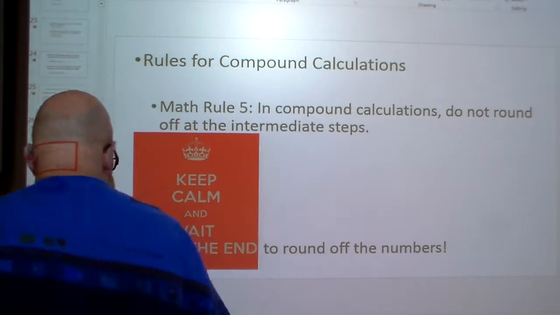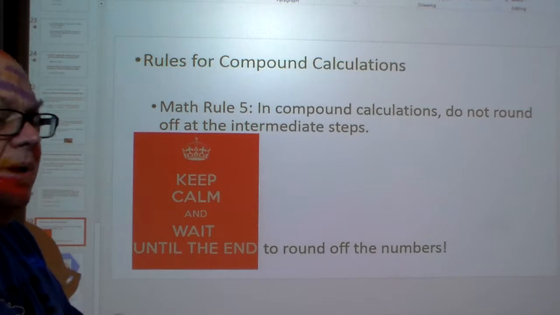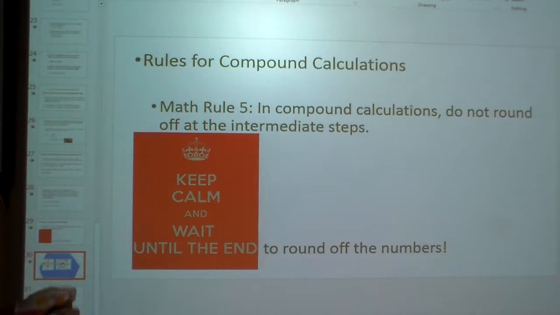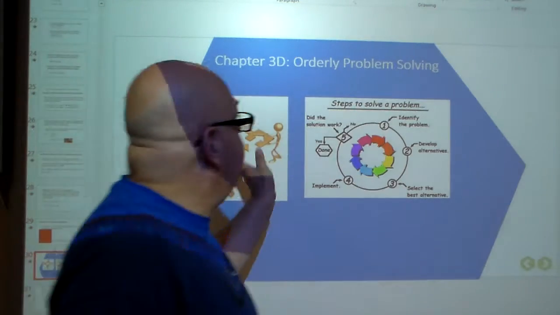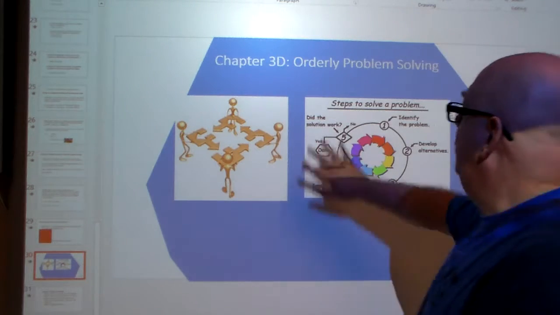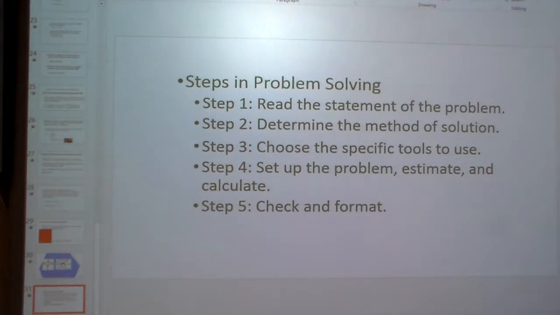Now this, ladies and gentlemen, we are done with section C: the basic rules for solving math problems. Now, orderly problem solving, chapter 3D. Here we go. We look at the steps for solving a problem here. And the first thing is we need to read the statement of the problem.